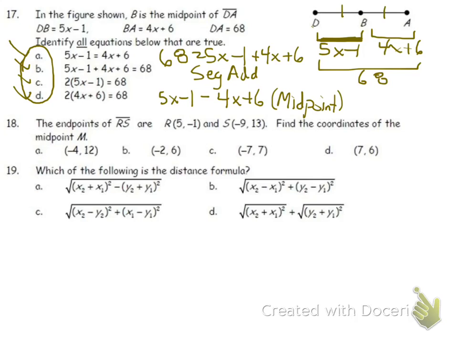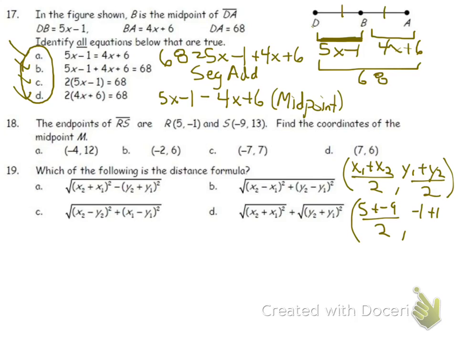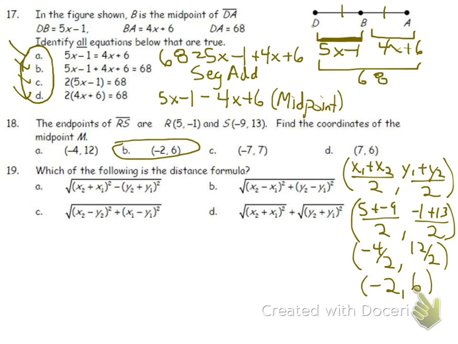Now for 18, we need to find the coordinates of the midpoint. Midpoint formula is you take the sum of the x's, divide by 2, the sum of the y's, and divide by 2 from your 2 points. So I have 5 plus negative 9 over 2, and negative 1 plus 13 over 2. This gives me negative 4 over 2 and 12 over 2, which is negative 2, 6. So my answer would be B.